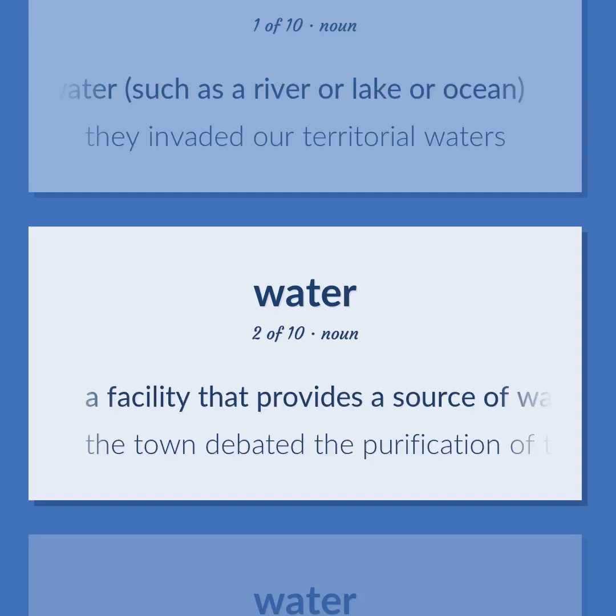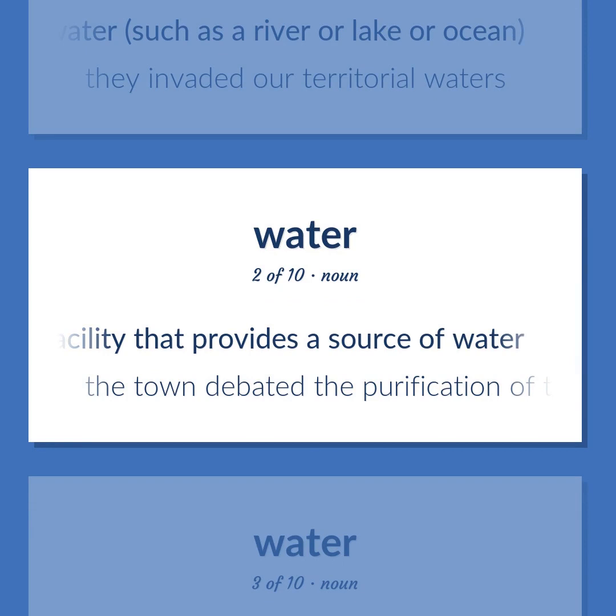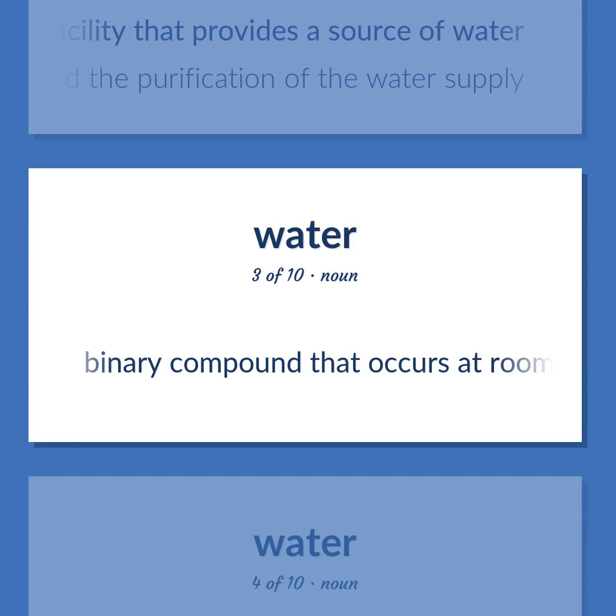A facility that provides a source of water. The town debated the purification of the water supply. Binary compound that occurs at room temperature is a clear, colorless, odorless, tasteless liquid. Freezes into ice below 0 degrees centigrade and boils above 100 degrees centigrade. Widely used as a solvent.